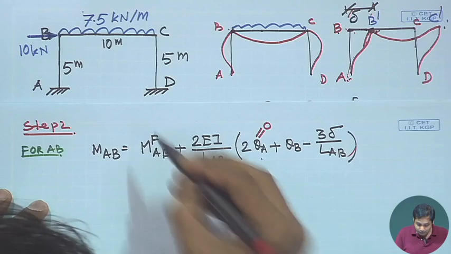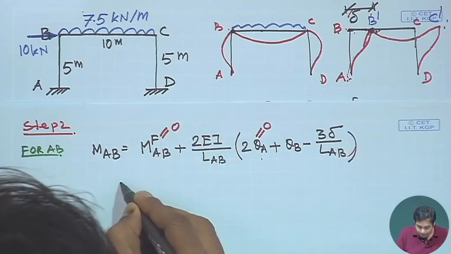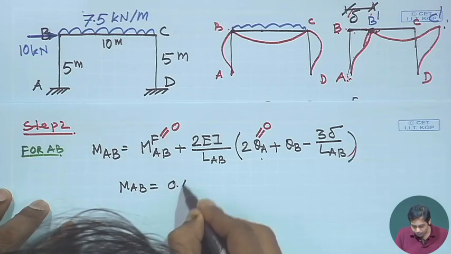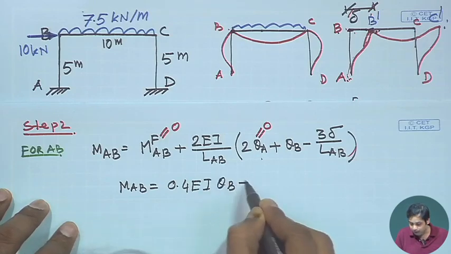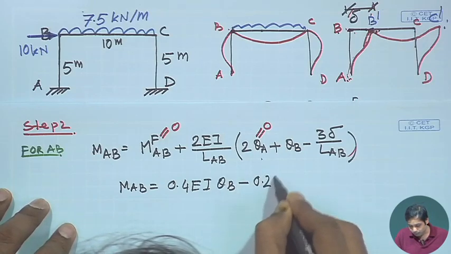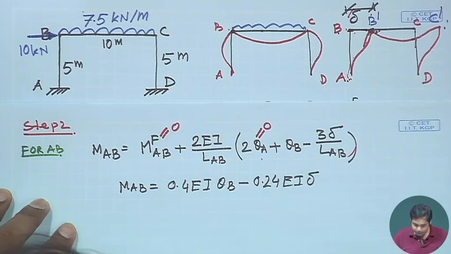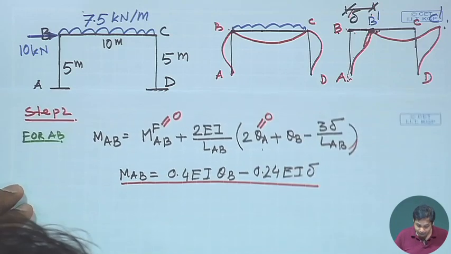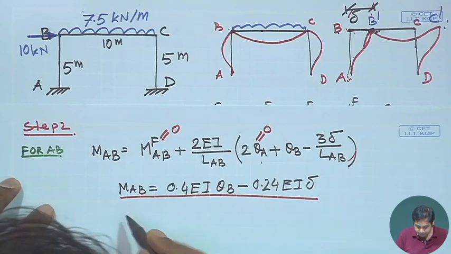Also, the fixed end moment is 0. Now, this becomes MAB equal to 0.4 EI theta B minus 0.24 EI delta. So, this is the first slope deflection equation for member AB, at A.